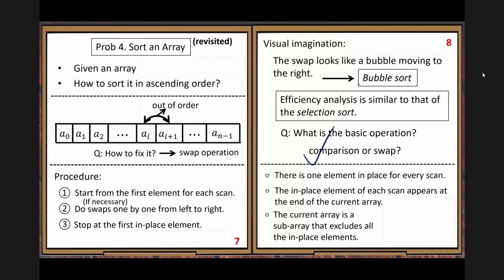All right, that's it. Next time we finish the last topic, the string matching problem. Then we finish the whole module.